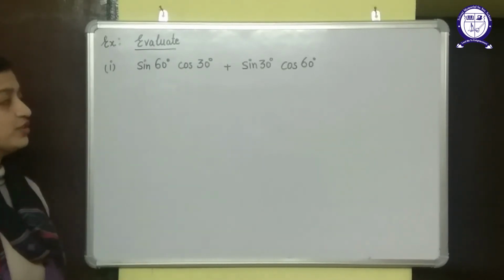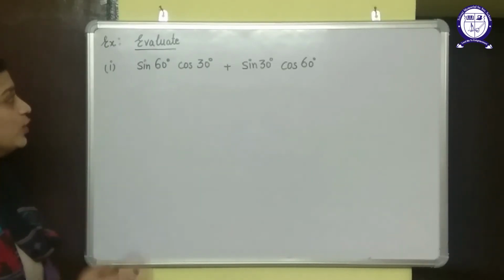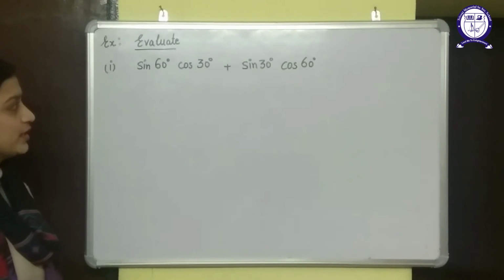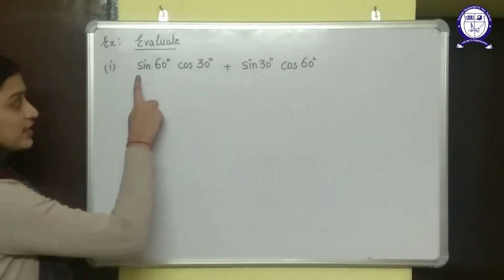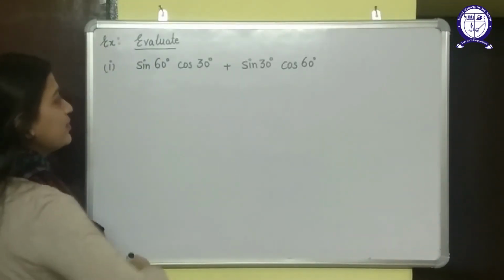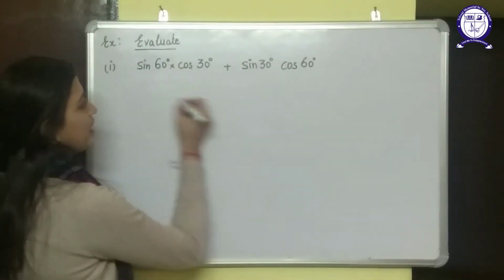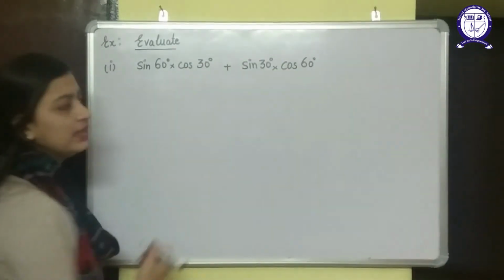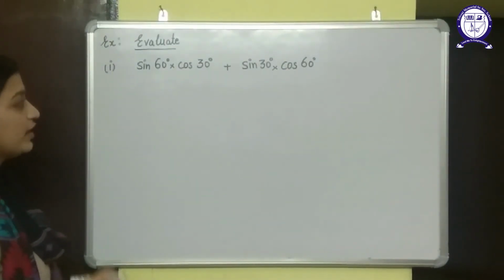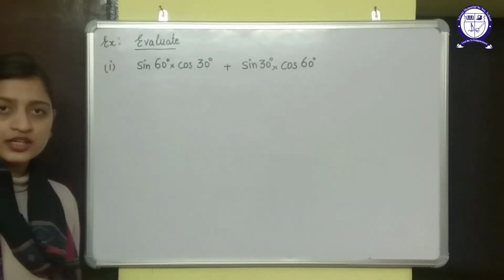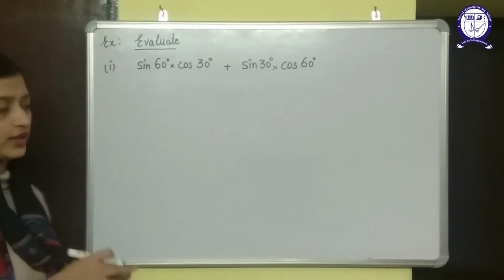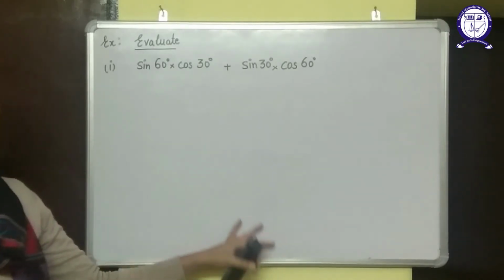Now this is the question we need to do. Evaluate sine 60 into cos 30 plus sine 30 into cos 60. First of all, when there is nothing given between them, it means there is a multiplication between them. Okay, now I need to solve it, and the way of doing it is just remember the table and put the values accordingly.